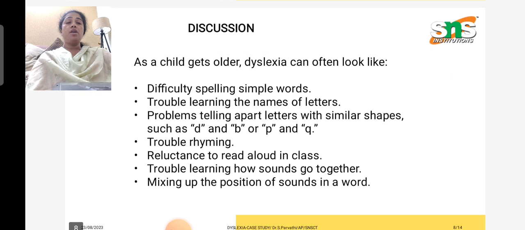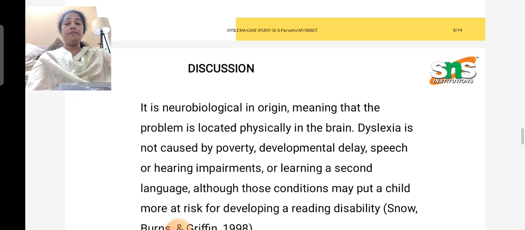So, coming to the discussion part. As a child gets older, dyslexia can often look like difficulty in reading and spelling, even simple words, and trouble learning the names of letters. Sometimes they'll confuse D and B and P and Q. There is also trouble rhyming, and reluctance to read aloud in class because they hesitate and may make errors, trouble learning how sounds go together, and mixing up the position of sounds in a word.